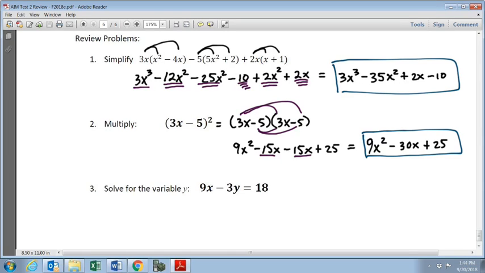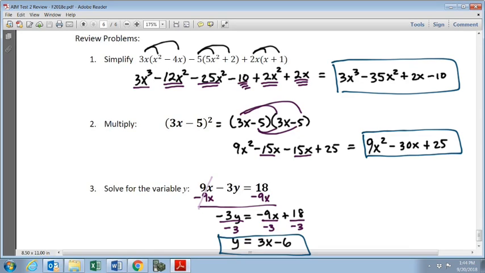Finally, on number 3, it says solve for y. Now this is something we actually have done on this test, or getting ready for this test. But here all we have to do is solve for y. So let's get rid of that 9x first by subtracting 9x. And we're going to get negative 3y is equal to negative 9x plus 18. And let's divide by negative 3. We get y is equal to 3x minus 6.